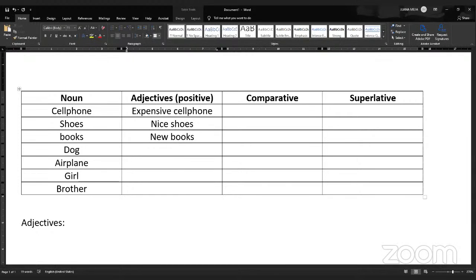For the dog, let me write it down. A good adjective for a dog could probably be a beautiful dog, but angry dog. Angry? Oh, okay. An angry dog. Okay, thank you.